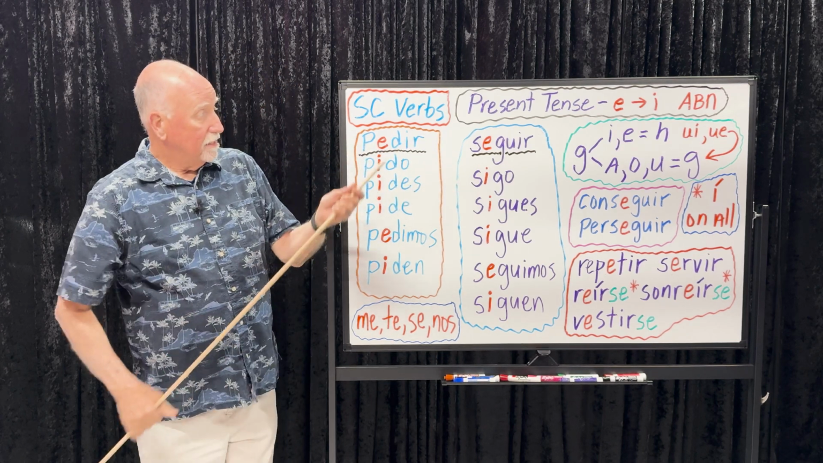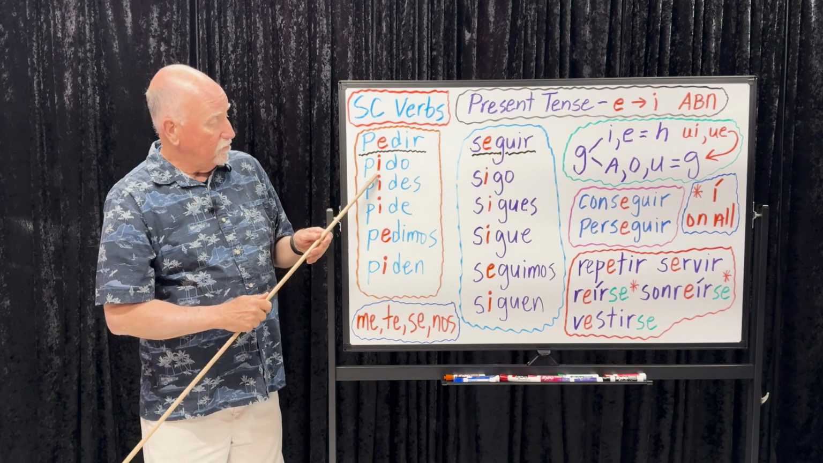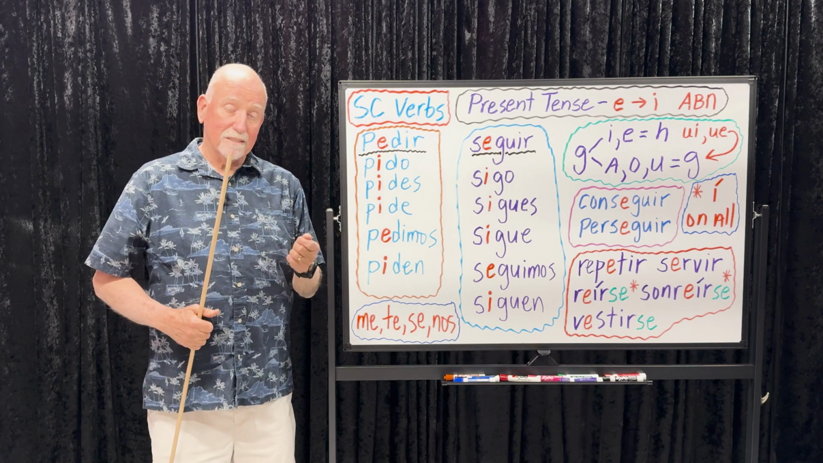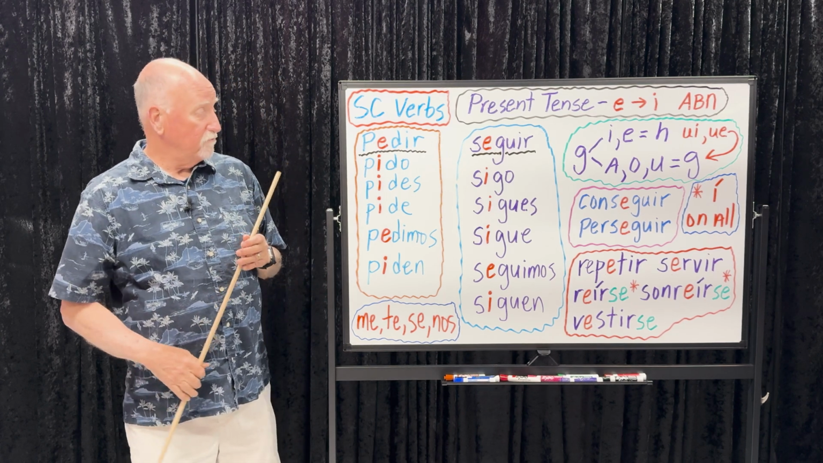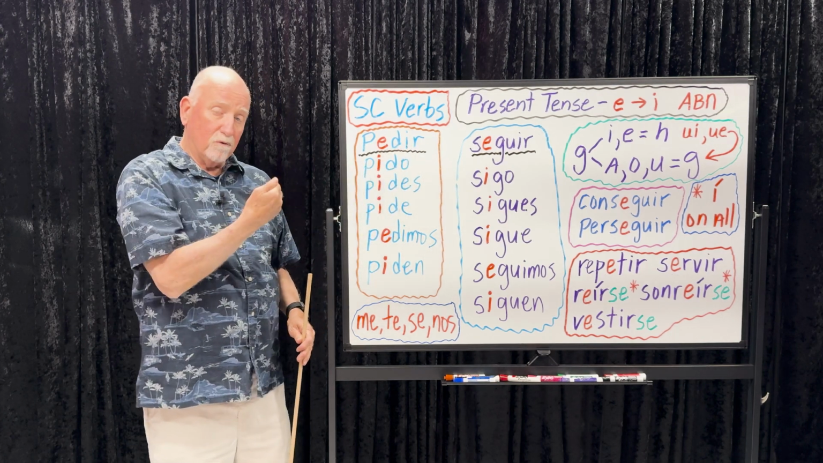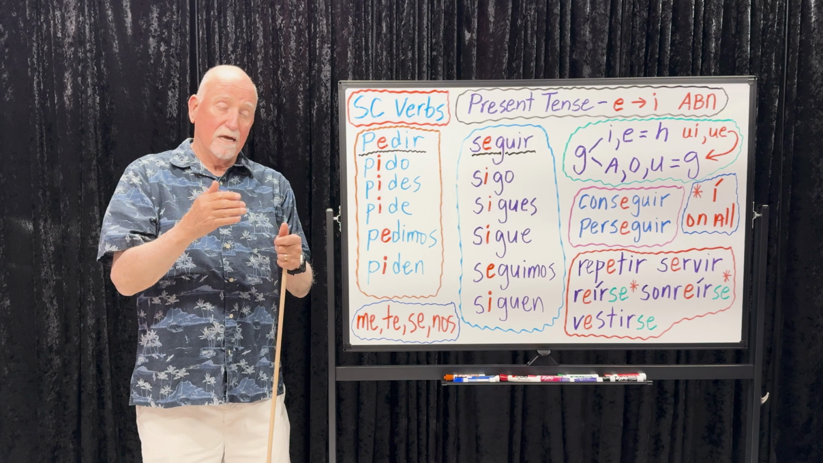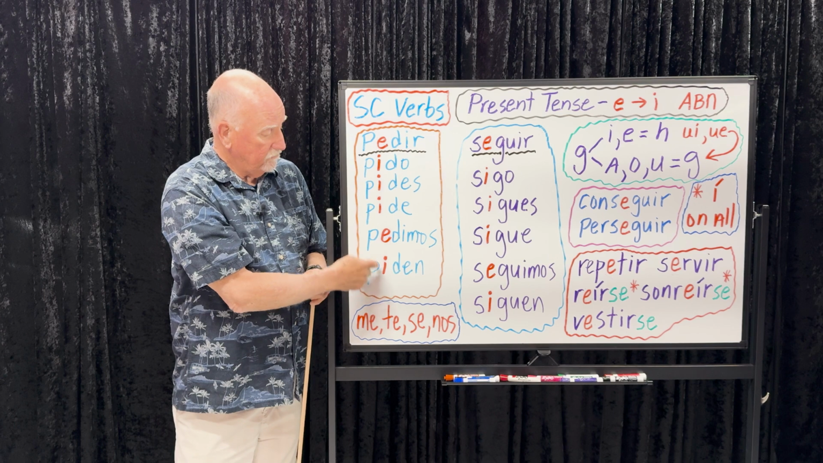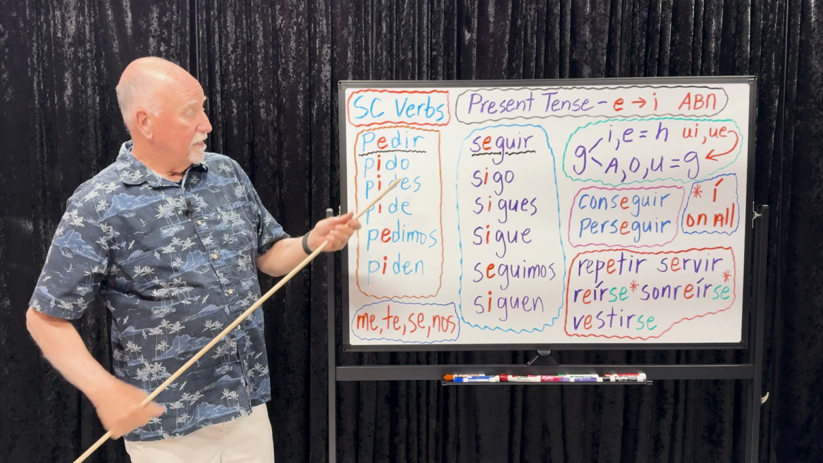It goes like this. The E is going to change to I in all but the nosotros. Look. Pido, pides, pide, and piden. The we form, pedimos, we ask, is with an E. It does not stem change. Remember the stem of the verb, anything that is not the infinitive ending, that's the stem. Stem changing means that something happens in the stem. And what's happening is the E of pedir is changing to an I in 4 of the 5 conjugations, all but nosotros, ABN.